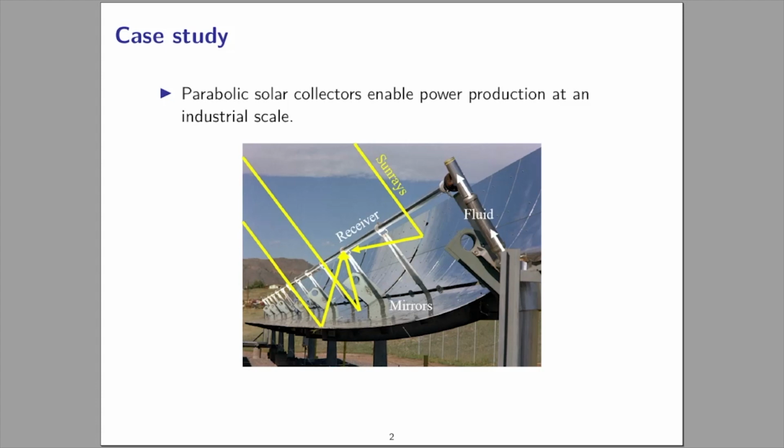We have taken a case study about parabolic solar collectors. These solar collectors enable power production at an industrial scale just from solar energy. As you can see on this scheme, the collectors are parabolic mirrors which gather the sunlight and reflect it onto an oil pipe, which is called here receiver. In this pipe, the oil heats up and reaches about 400 degrees, and then in a power plant, the heat is going to be transformed into power, electrical power meaning.